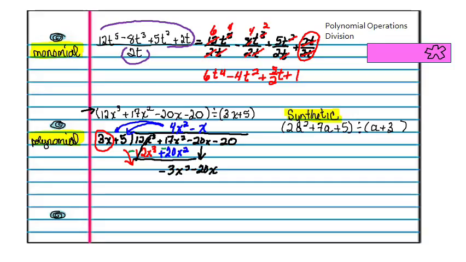Well, the first one's already been distributed for us. That's the negative 3x squared. And we just have to do the next one, negative x times the positive 5.